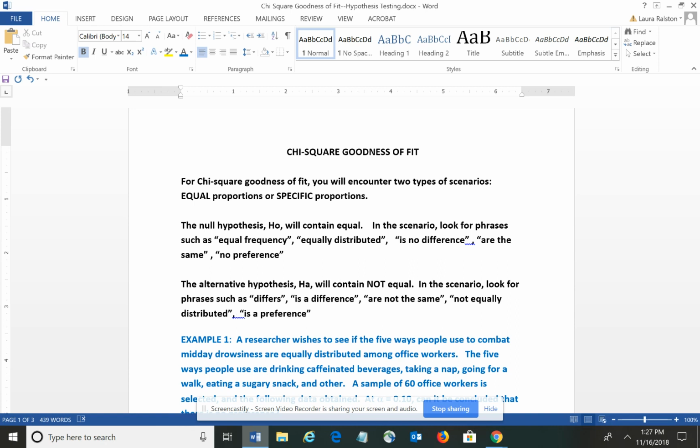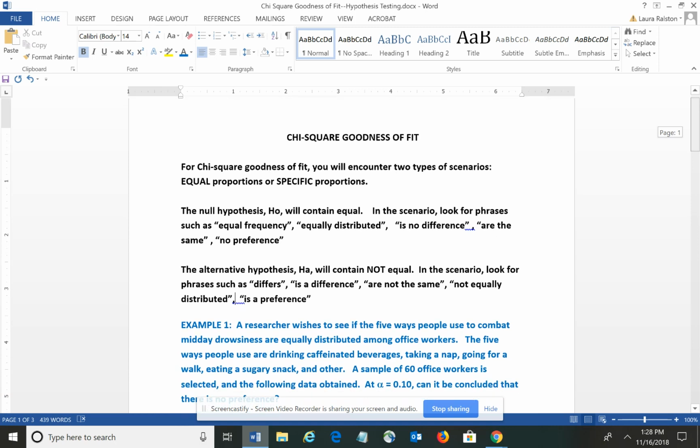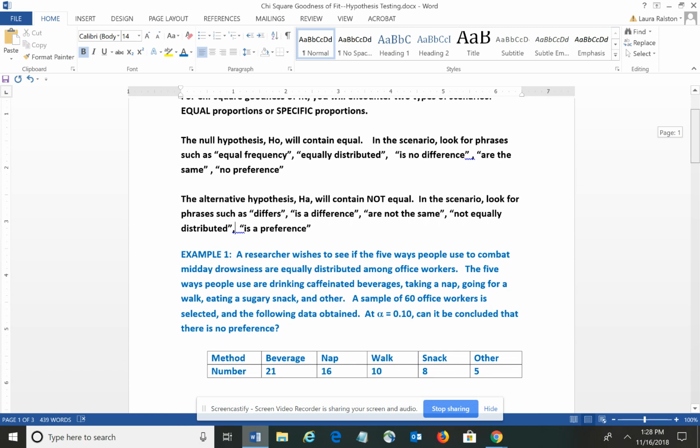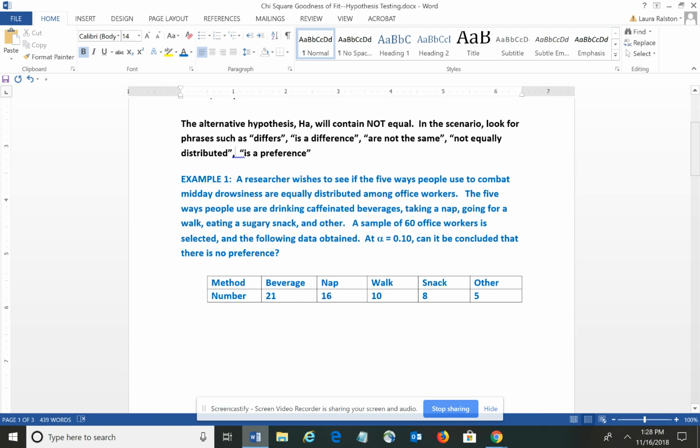The alternative, which is the opposite of the null, will contain not equal in the chi-square goodness of fit scenario. You don't have to worry about less than, greater than, or so forth. It's going to be equal in the null and not equal in the alternative. And the phrases that you might see in the scenario are words like differs, is a difference, are not the same, not equally distributed, or possibly is a preference.